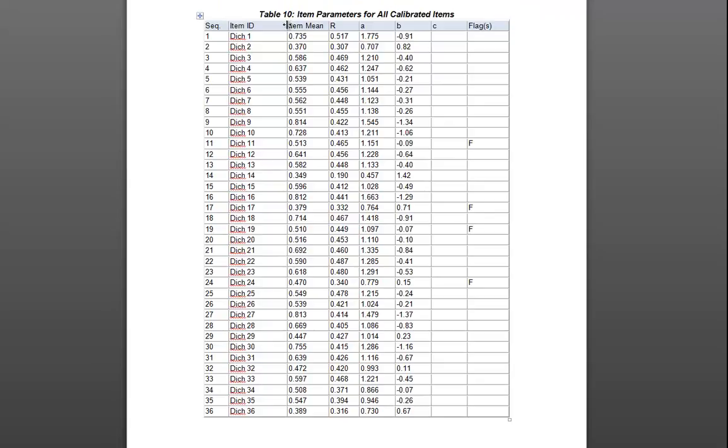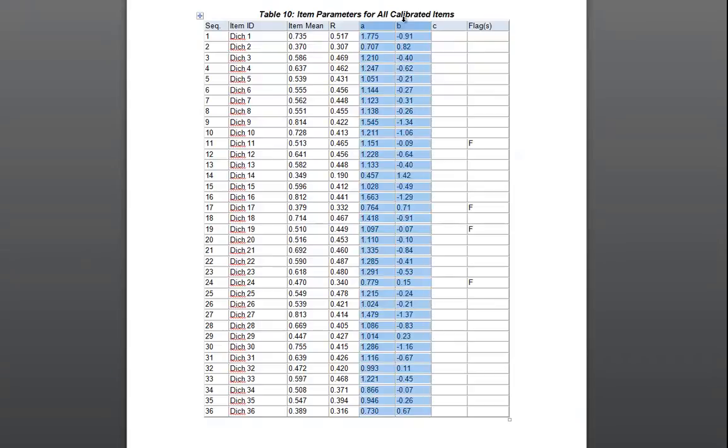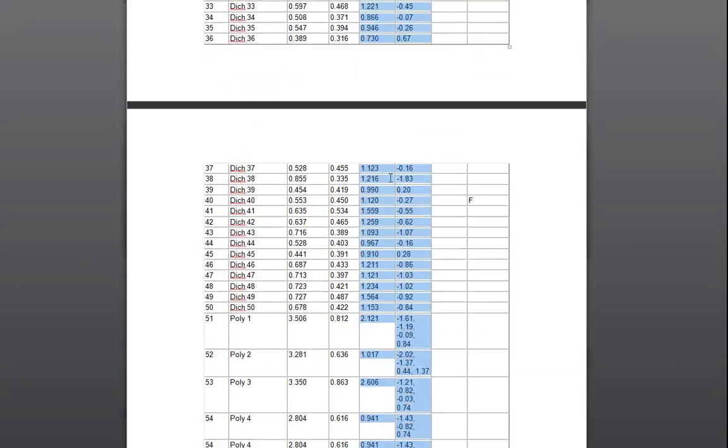And then, of course, here's the same table of item parameters for all calibrated items, with the mean, which is a p-value for the dichotomous items but slightly different for the polytomous items, the point-biserial, and the A, B, and C parameters. So this test, we did not use the C parameter. We only used the 2-parameter logistic model for the dichotomous items.